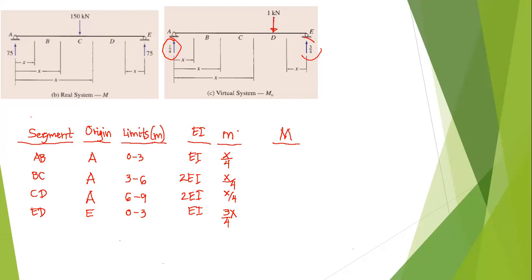Now, how about for our real moment? Our actual load is 150 kilonewton. Divided by 2, because it is at midspan, our reactions would be 75. Then if you are going to write the expression, the moment would be equal to 75x for segment AB. The same is true for segment BC.